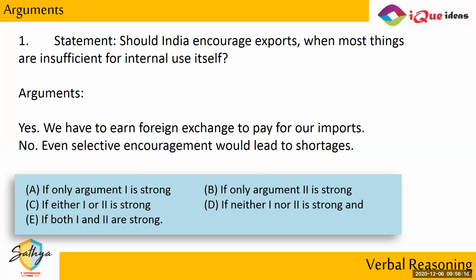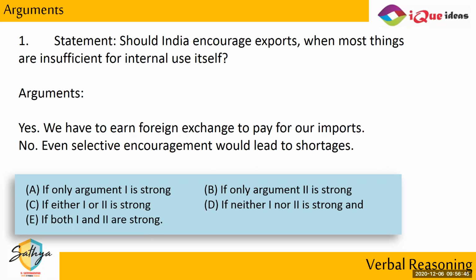Now let's take a look at the second one. It says, should India encourage exports when most things are insufficient for internal use? It says no, we should not encourage. Why? Because even selective encouragement will lead to shortages. Now, logically take a look at it. First of all, it does not say that everything is insufficient. It says most things are insufficient. That means some of them are sufficient, some of them may even be in excess.